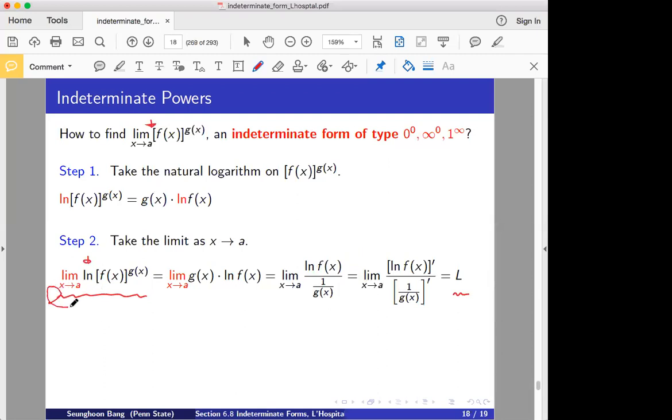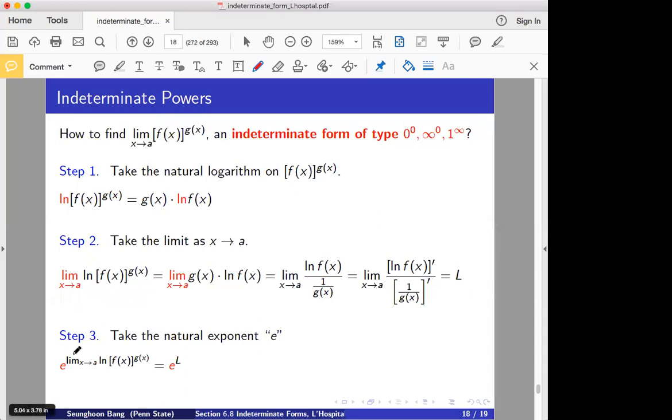Yes, use e. Take e on both sides. So like this, take e. The limit is going down, so you can interchange e and the limit. So what happens? Cross out, and we have it. This is the last thing. So step 1, take ln. Step 2, take the limit and calculate by using L'Hopital's rule. The last step is to take e. This is the whole idea for solving this problem.